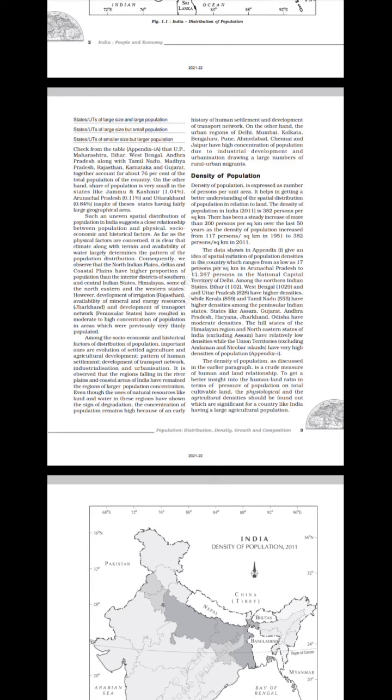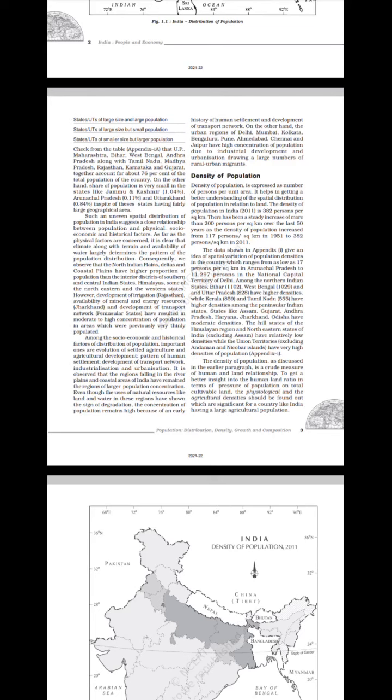There has been a steady increase of more than 200 persons per square kilometer over the last 50 years, as the density of population increased from 117 persons per square kilometer in 1951 to 382 persons per square kilometer in 2011. The data shown in Appendix 1 give an idea of spatial variations of population densities in the country, which ranges from as low as 17 persons per square kilometer in Arunachal Pradesh to 11,297 persons in the National Capital Territory of Delhi.